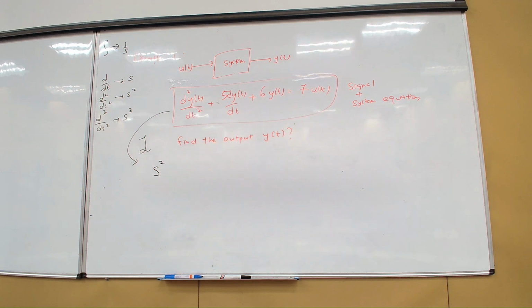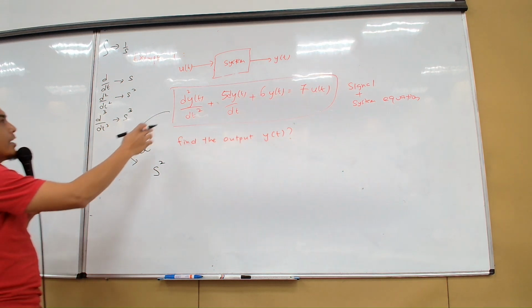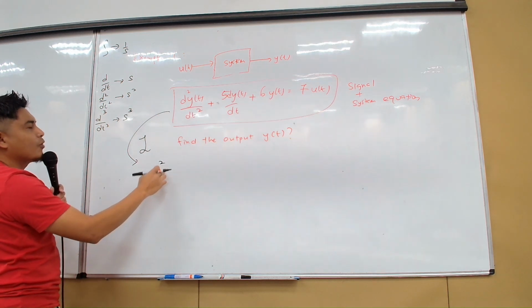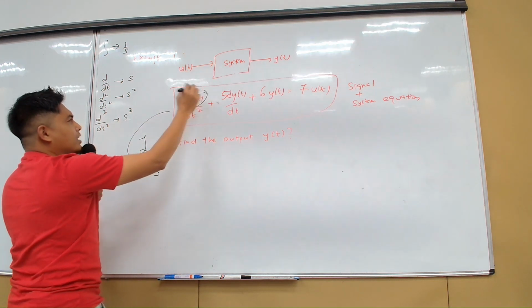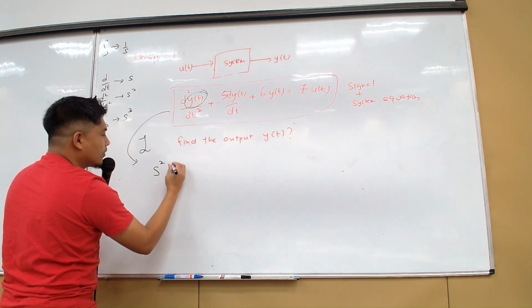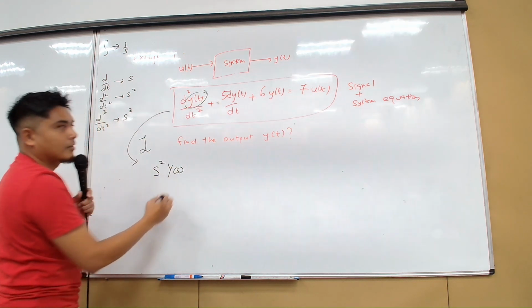Actually 1 over s refers to the integration. s refers to the differentiation. So that's why d square over dt square, you get s square. The only thing you have not changed yet, yt becomes ys.